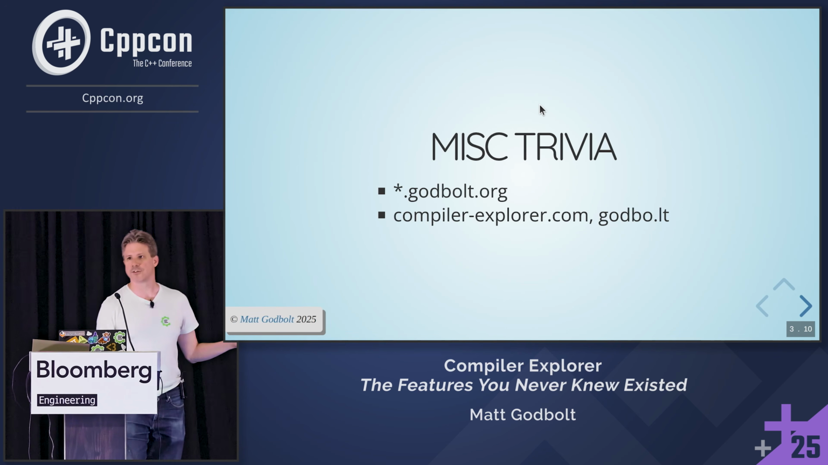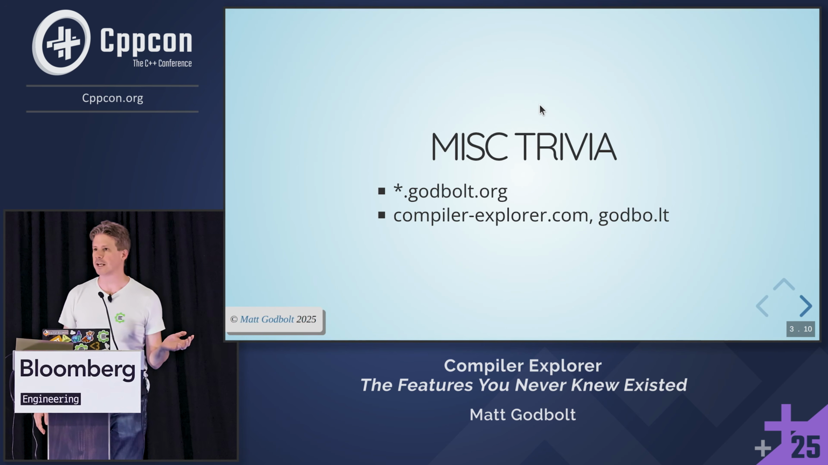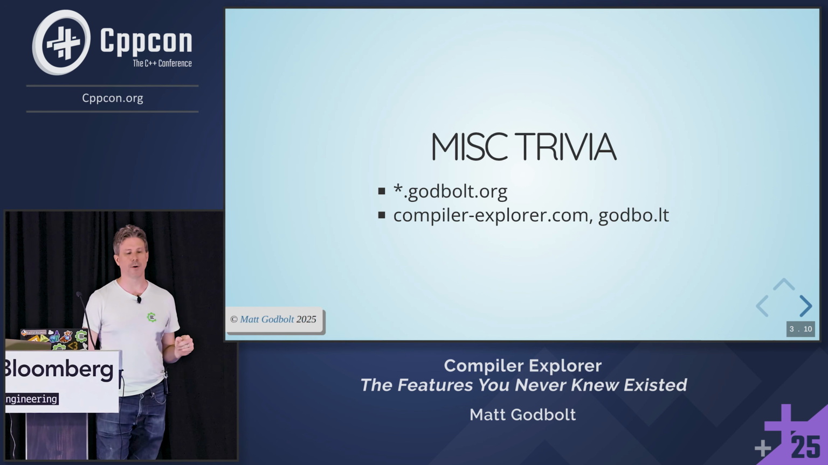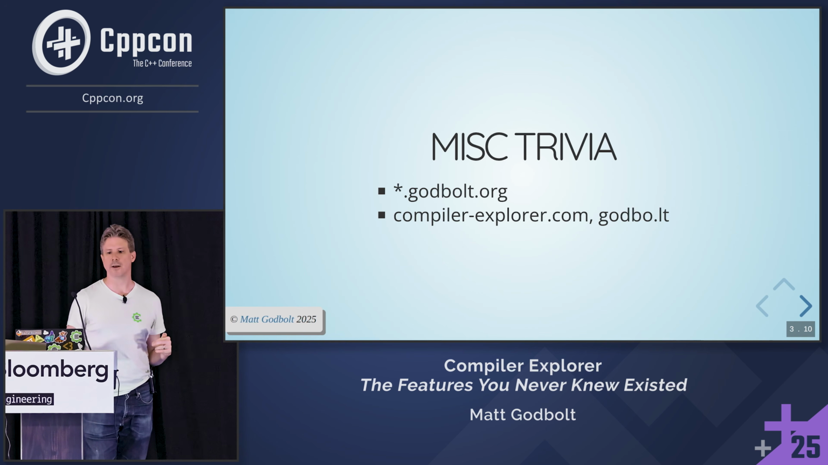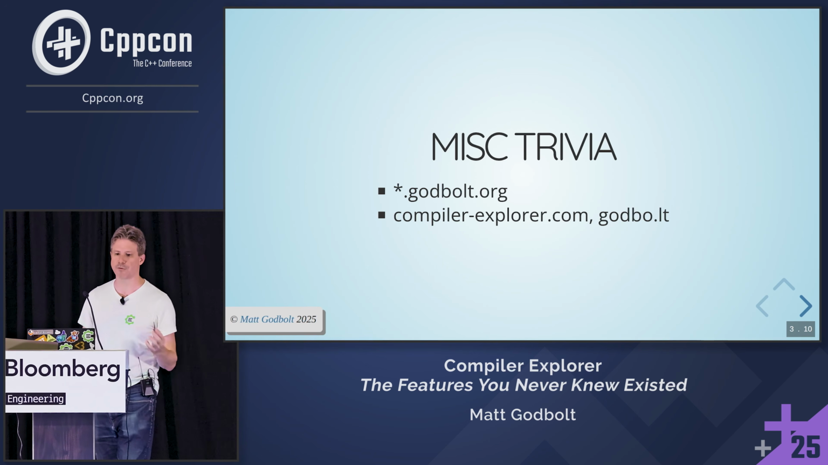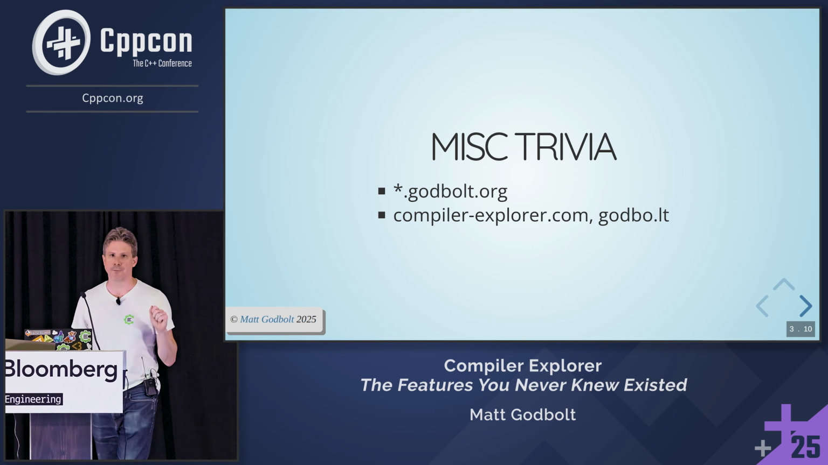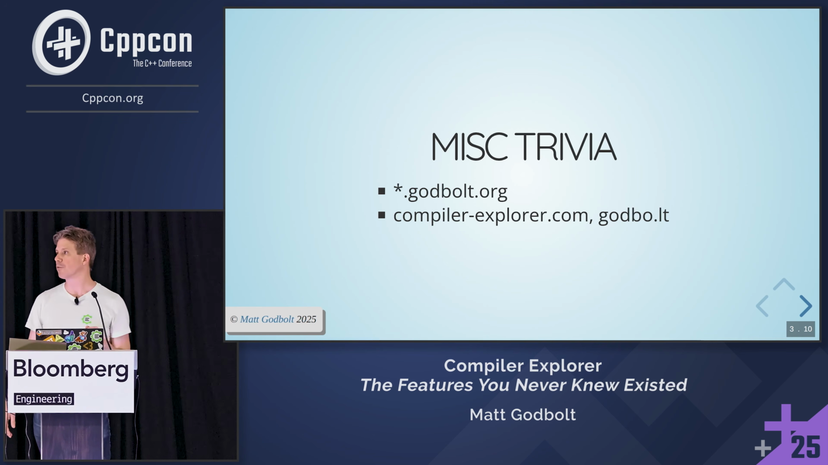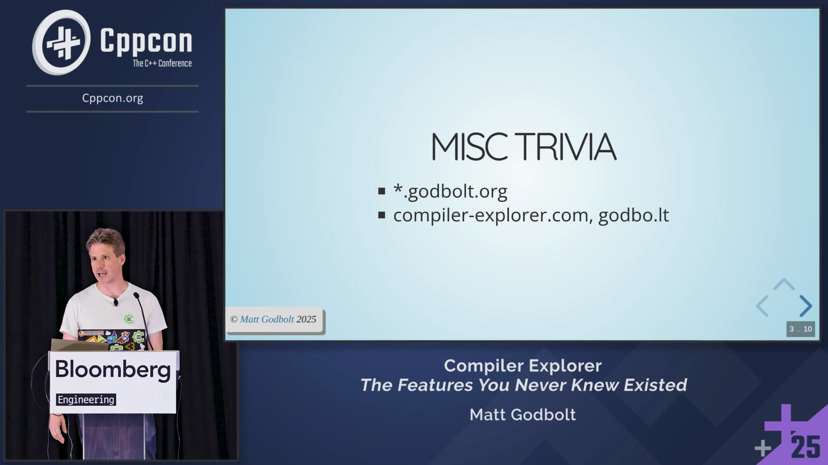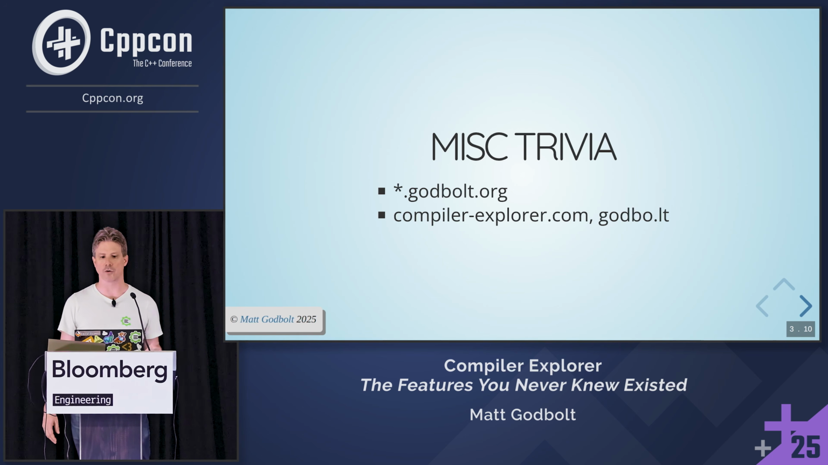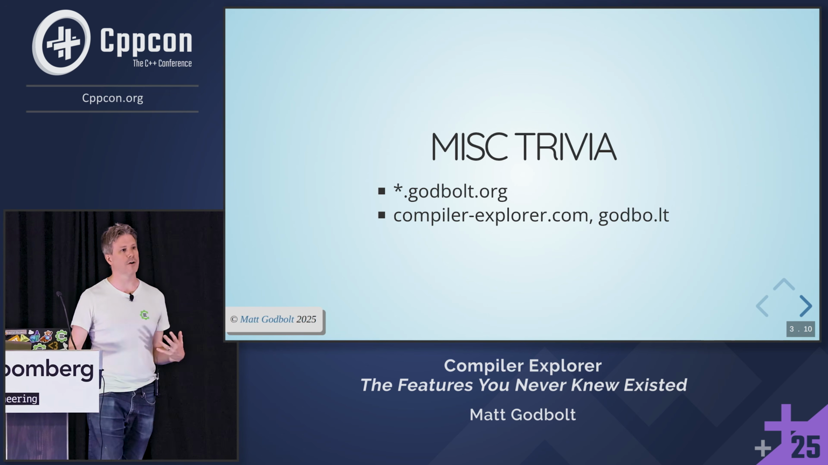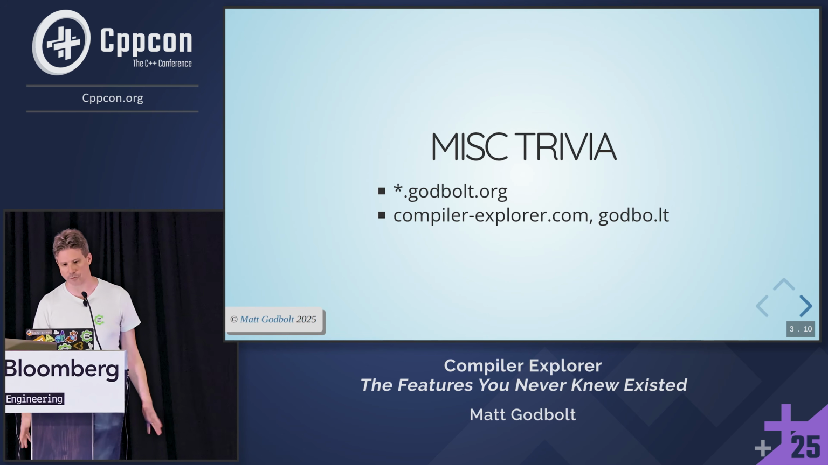So yes, we talked about this. Misc trivia: anything.godbolt.org, nearly everything at .godbolt.org goes to Compiler Explorer, and you can use it as your own personal subdomain. For example, I use slides.compilerexplorer.com for my slides, so they keep everything separate. If you go to a subdomain of Compiler Explorer that happens to be a language name, it will start out by default in that language. So if you go to rust.godbolt.org or rust.compilerexplorer.com, you get Rust up by default. So that's another way of partitioning things and getting there quickly if you so desire.